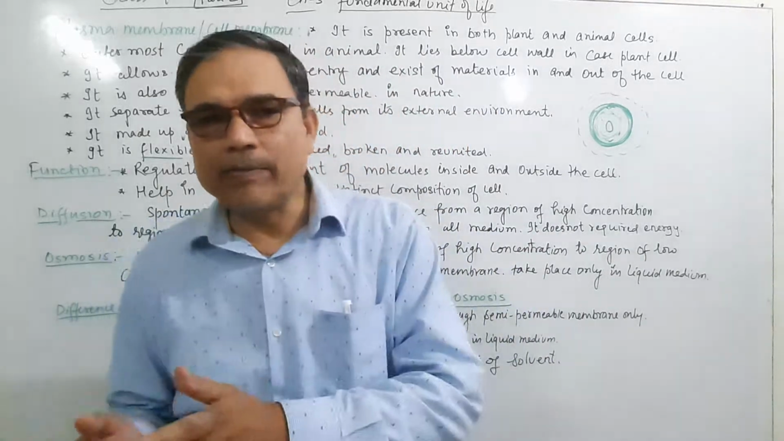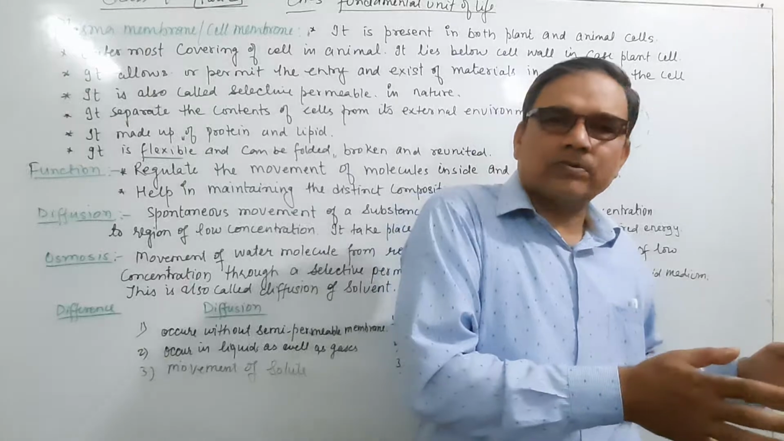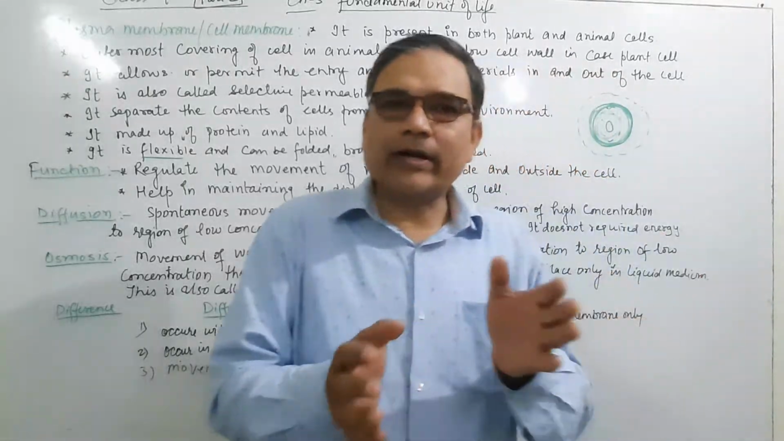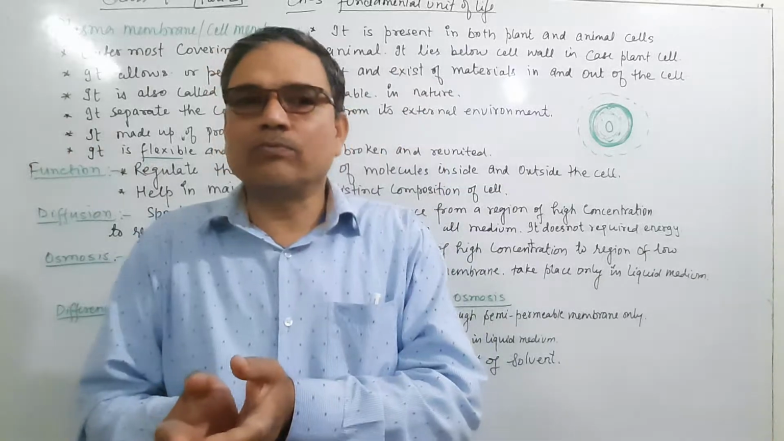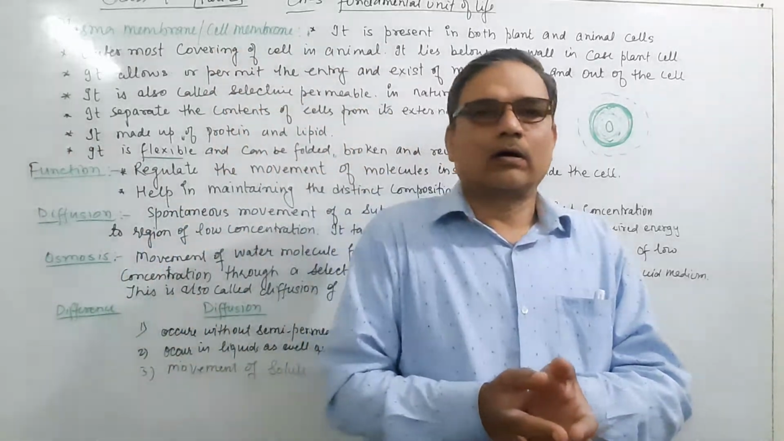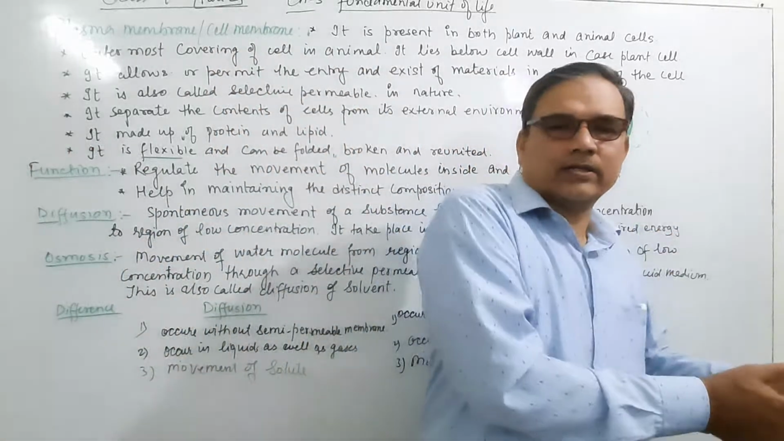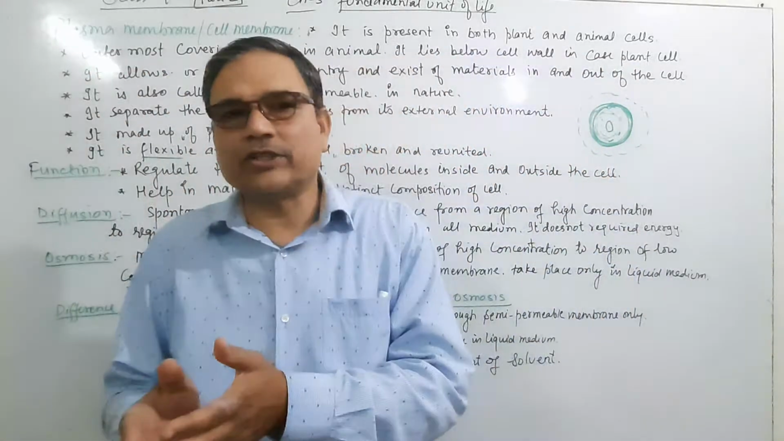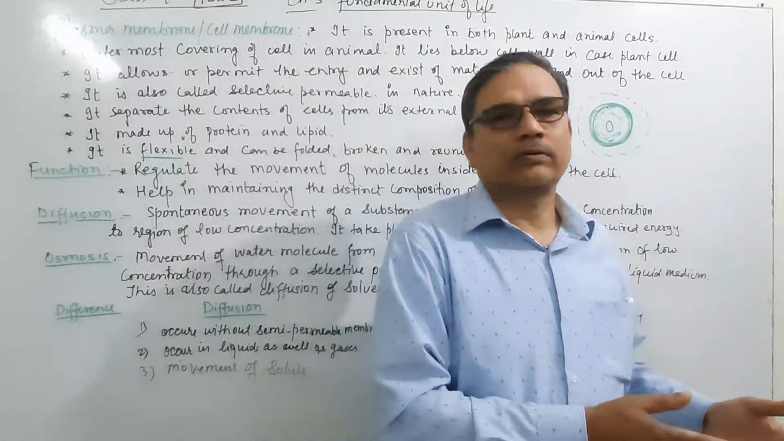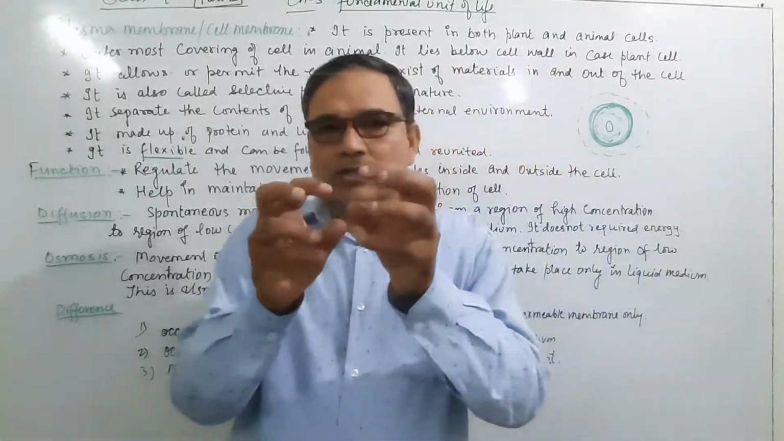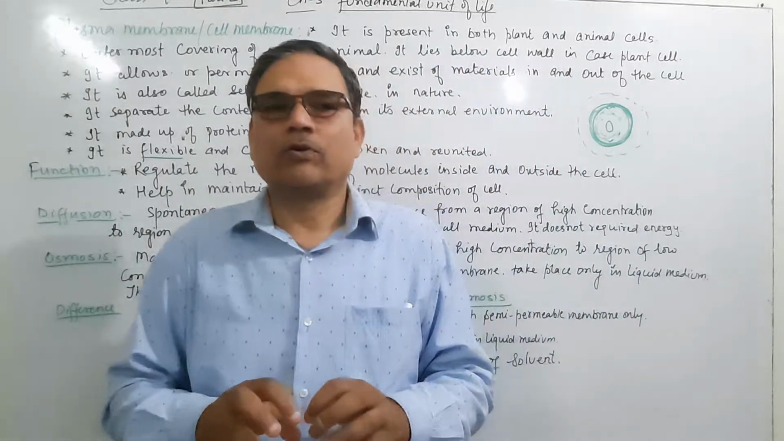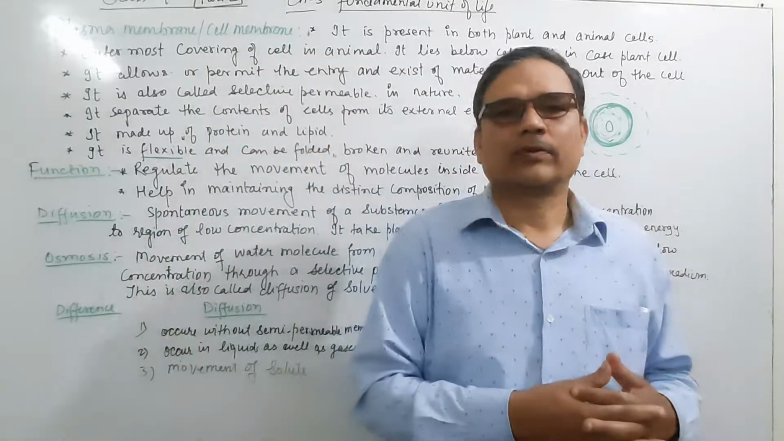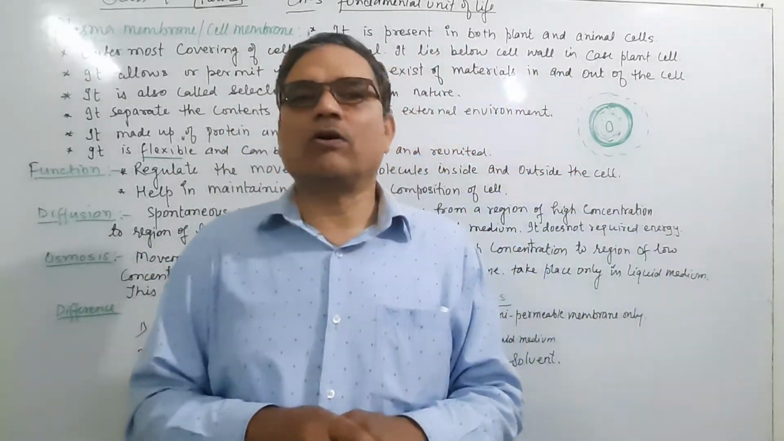It means there will be a movement of the substance, and that movement will take place from where the concentration is more to where the concentration is less. That is, movement of a substance from a region of high concentration to low concentration. This substance can be of any form, in any medium. This is known as diffusion. And here is the concentration or the dilute.